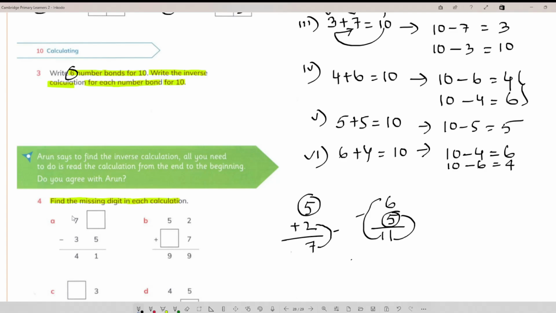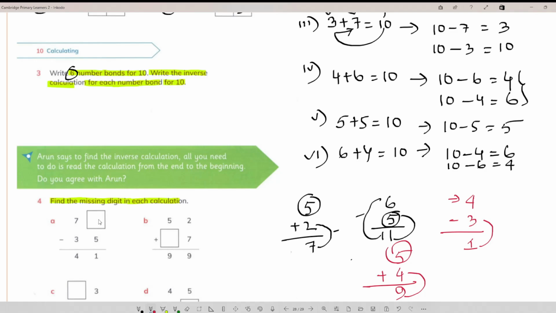Here is a 2-digit number, 7 blank, minus 35. So the result is 1. What does it mean? Let's check. Suppose 4 minus 3 is 1. So it means 1 plus 3 is 4. Right? Inverse, 1 plus 3. Again, 5 plus 4. What is it? 9. It means 9 minus 4 is 5. So it's a very important thing.